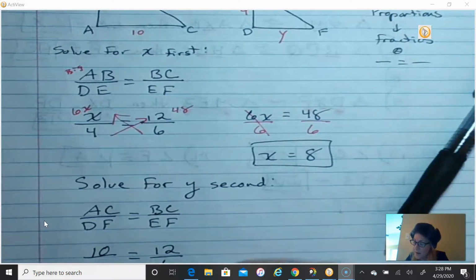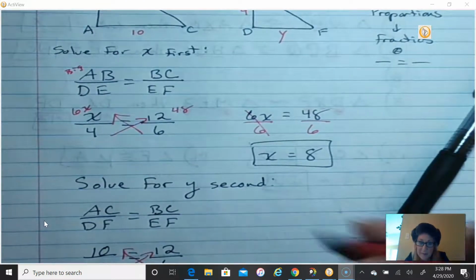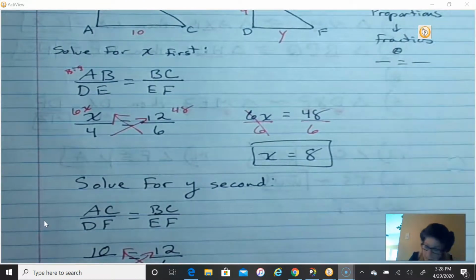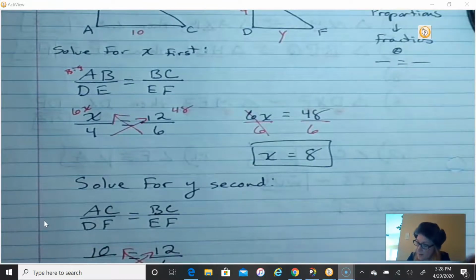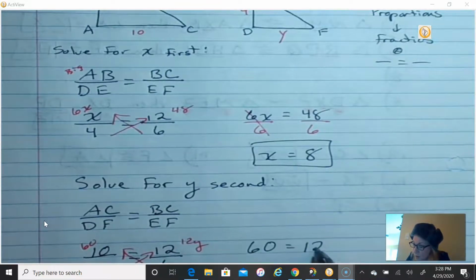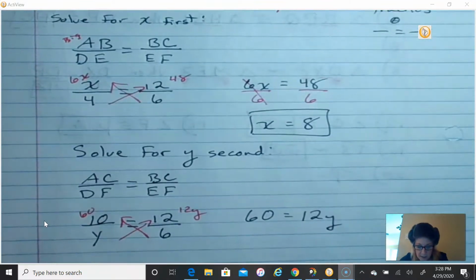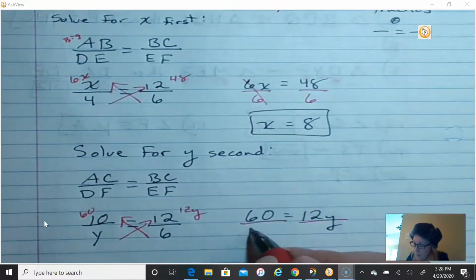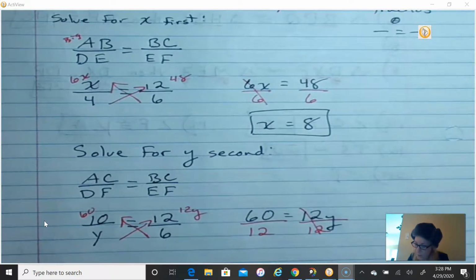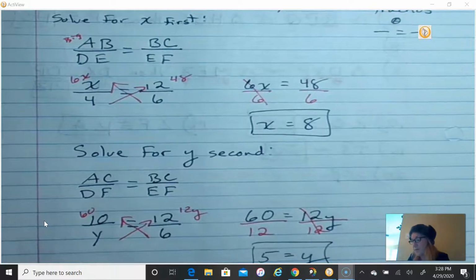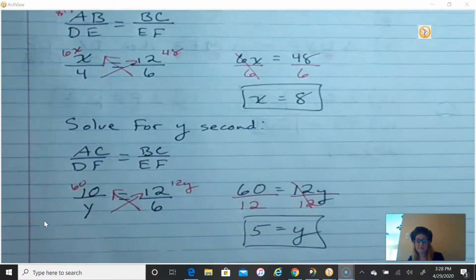All right, I'm going to do my cross multiplying. And I get 60 over here, and 12Y over here. So 60 equals 12Y. Now we have to cancel. And 60 divided by 12 is 5. So 5 equals Y. There's your two answers. Okay?